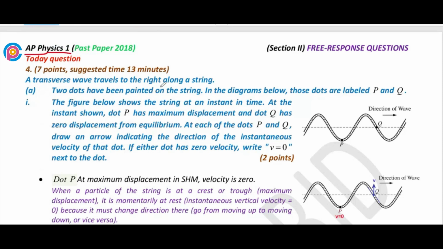Hi, we have the AP Physics 1 past paper 2018. We are discussing the free response question section. Now we have question number 4 of the paper, which carries 7 points.